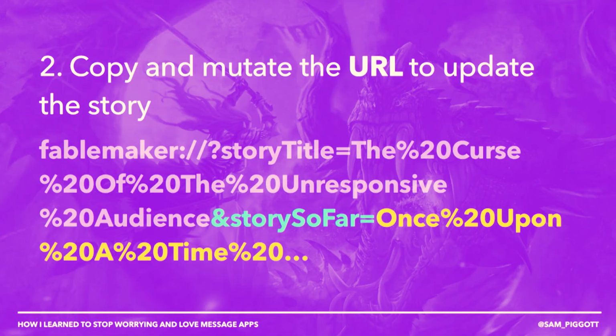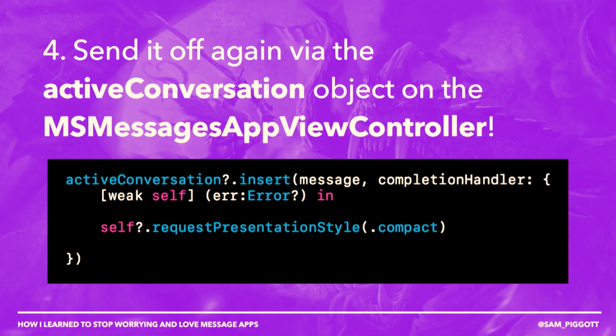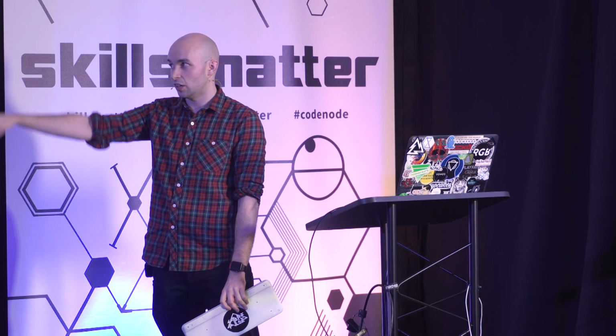This time I've added a new key value property, which is the story so far, with the string which Kate has added in. We can then create a new MSMessage object, pass it the session and the new URL and a layout from a layout creator that we would have set up earlier, which creates a very similar layout to the previous message that we sent. We can then send it off again using exactly the same method. And as you can see, because we've retained the session, the last message gets collapsed. The story will continue, and when I, as John, tap on this little message just down here, it will have all of the updated data that we want.